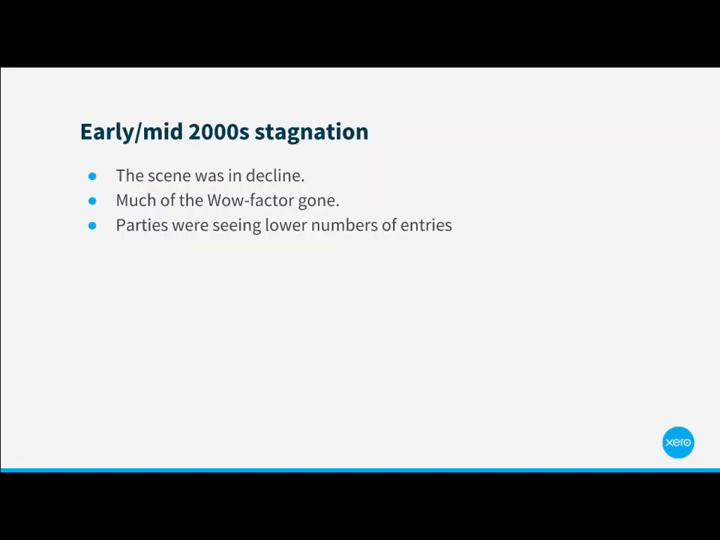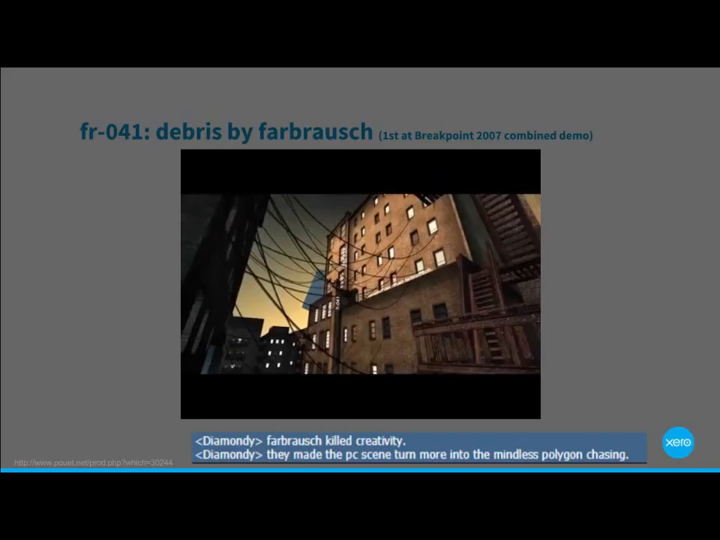So after that, the scene went into a bit of a decline. 3D acceleration was starting to become more popular. The problem with 3D at the time was that it was very inflexible. You basically could say, I want to render a triangle here with this texture, and that's about it. So there wasn't a lot of room to do all the tweaks and cool stuff. And also things like Counter-Strike and people playing games online instead of coding demos might have been a factor as well.